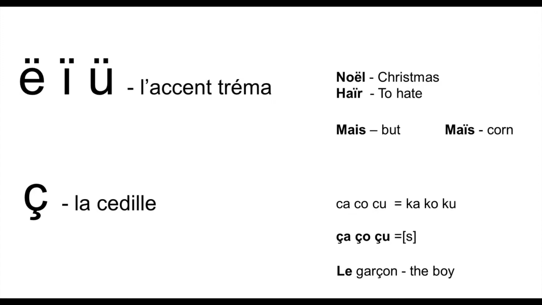Repeat after me. Noël. Haïr. On the other hand, accent tréma also changes the meanings in certain words. For example, mais means but, and when there is the accent tréma on the letter I, it is pronounced maï. Maï, and brings the meaning corn.